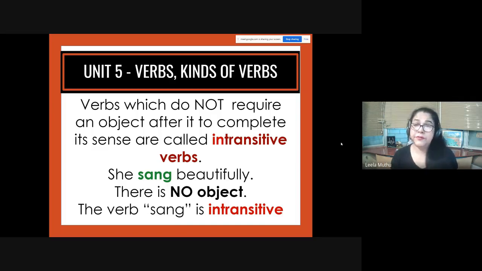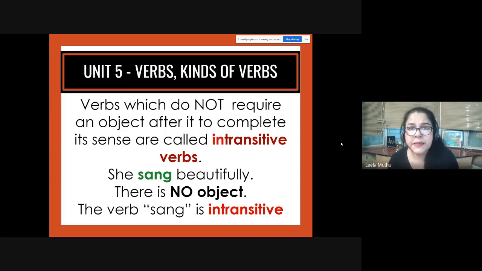Now you found out that in these cases, where the verb has an object which is used to complete its sense, those are transitive verbs. Whatever we have gone through, whether it contains one object in the sentence or two objects, those verbs which require an object to complete their sense are transitive verbs. Okay, so now we are going to go to intransitive verbs.